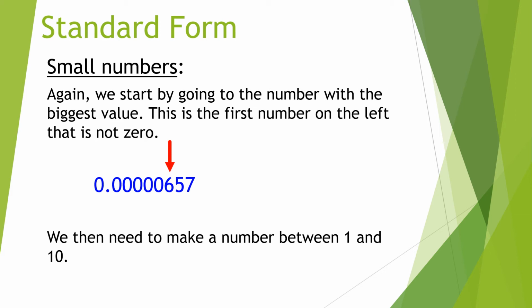Again, we need to make a number between 1 and 10. And again, I think we know that 657 is not between 1 and 10, so we're going to have to find a different number, and I think we've probably got it by now. It's 6.57 that we're going to use.